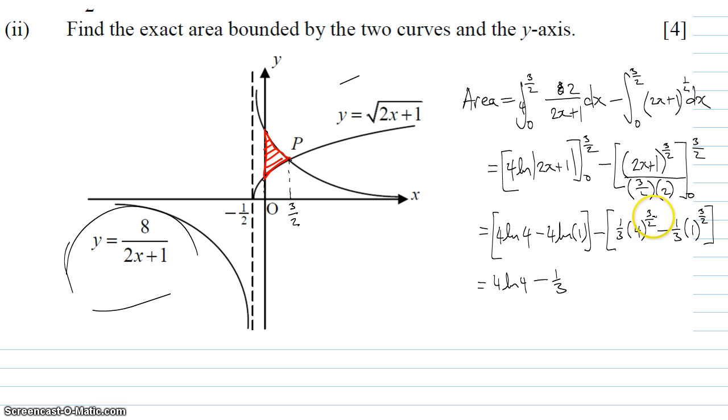That's the square root of 4 to the power of 3. Square root of 4 is 2. 2 to the power of 3 is 8. And then I get minus minus, so plus. 1 to the power of 3 over 2 is just 1, so this is just plus a third. So this is 4 ln 4 minus 7 over 3.